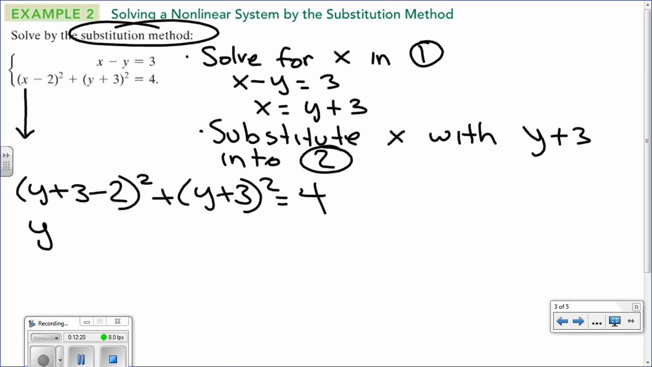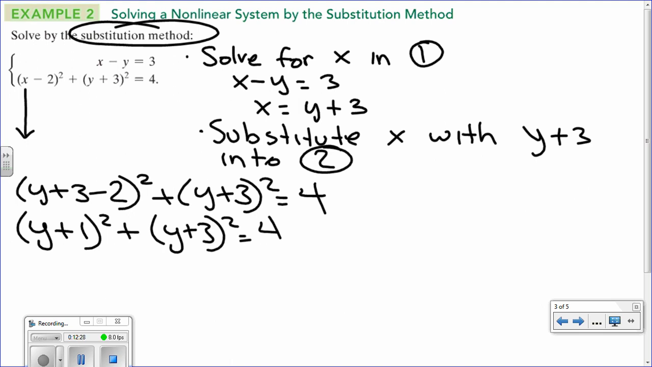Okay, so this is y plus 1 squared is equal to y plus 3 squared. Now, when you expand the binomials, make sure you don't just square the y and the 1, because there's something in the middle, right? When you square a binomial, how many terms do you get? 1, 2, 3, right?